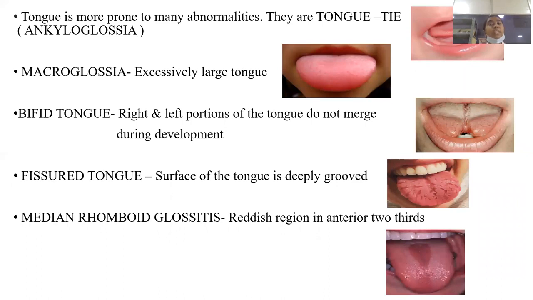Then comes tongue abnormalities, disorders of the tongue. The tongue is more prone to many abnormalities. They are tongue-tied, that is, ankyloglossia, which can be seen in this picture. Macroglossia, an excessively large tongue, in this picture. Bifid tongue, where the right and left portions of the tongue do not merge during development, so developmental disturbances. Fissured tongue, where the surface of the tongue is deeply grooved. Median rhomboid glossitis, a reddish region in the anterior tongue.